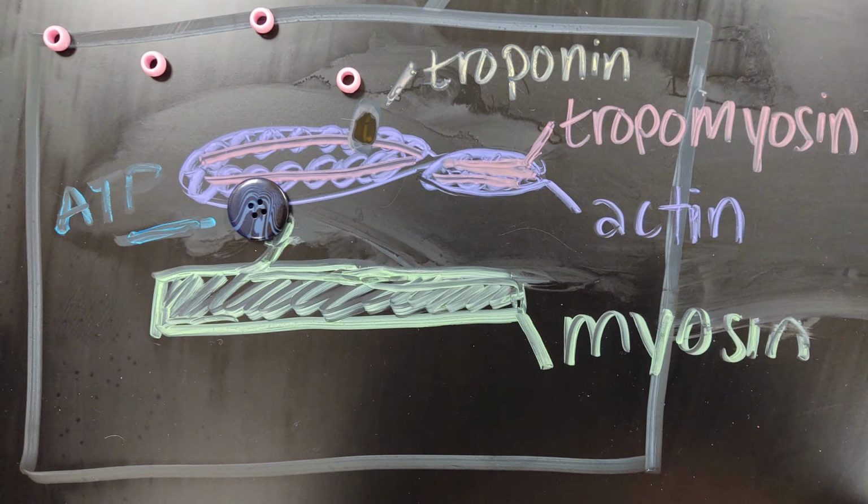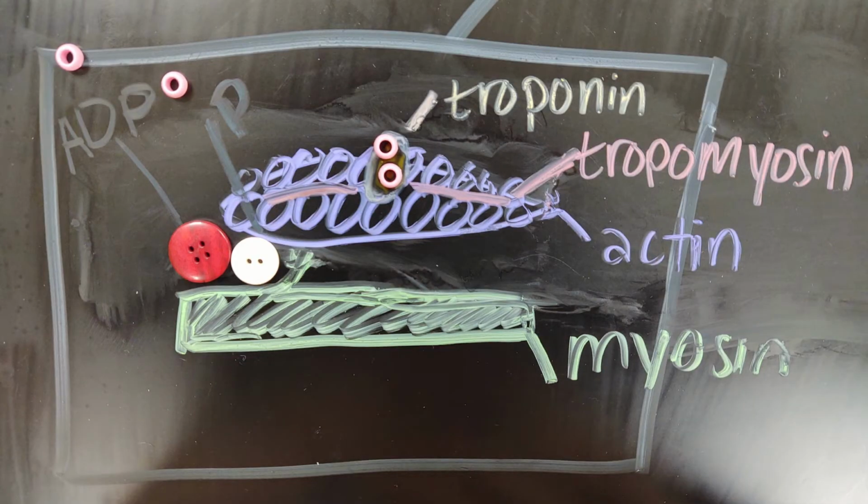While this is happening, the ATP, the blue button that is on the myosin head, splits into ADP, the red button, and P, the white button. The ADP and P remain on the myosin head. The split energizes the myosin head to prepare it for attachment to the actin.